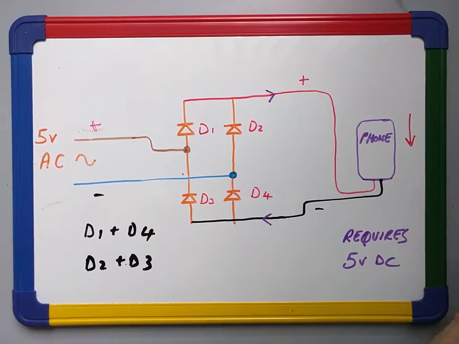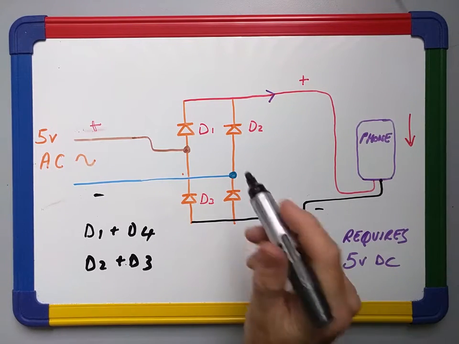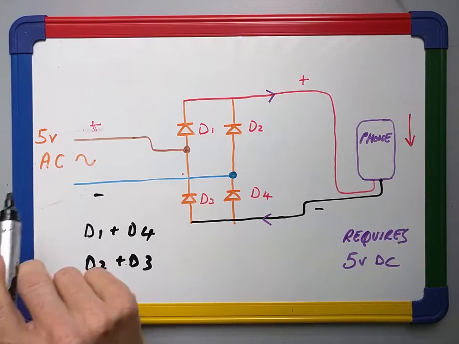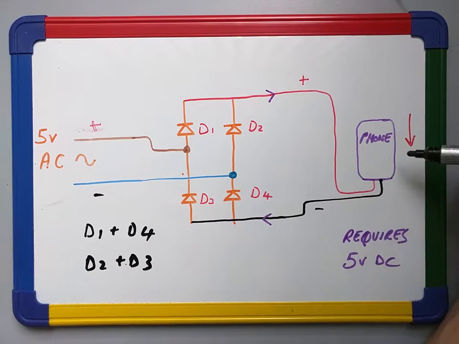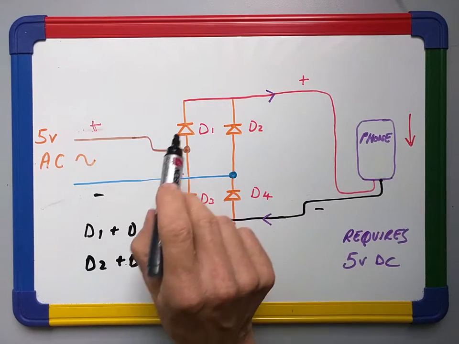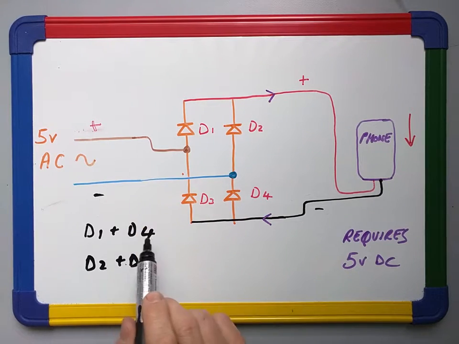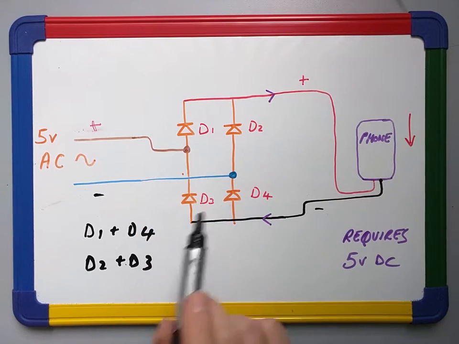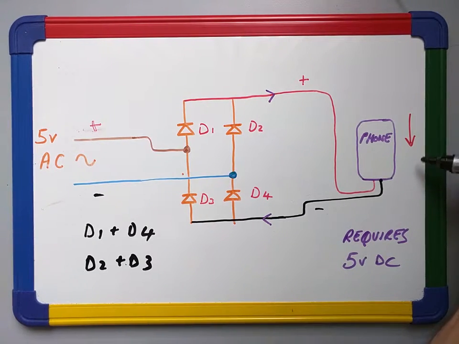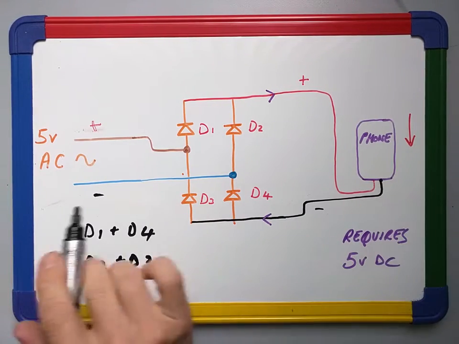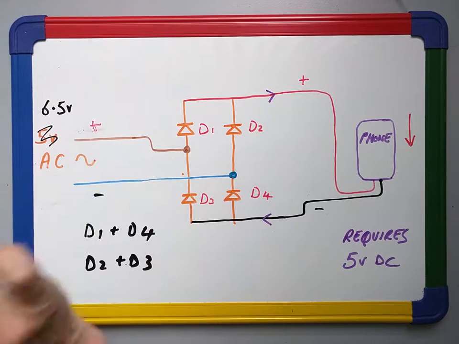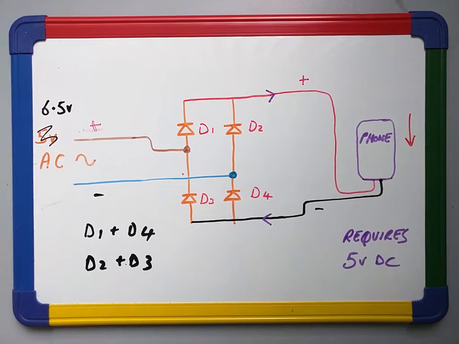It's worth remembering, as we covered in the video on diodes themselves, that we lose about 0.7 volts across each diode. So in this particular circuit, if we had a 5 volt supply, we wouldn't have 5 volts DC here. We'd have something in the order of 3.5, because we'd have lost around about 0.7 in each of the two diodes. So when D1 and D4 are on, we'd lose 0.7 there, 0.7 there, giving us about 3.6 left at the phone. So in reality we would need this voltage to be a bit higher than that. Maybe about 6.5 volts AC to run this.